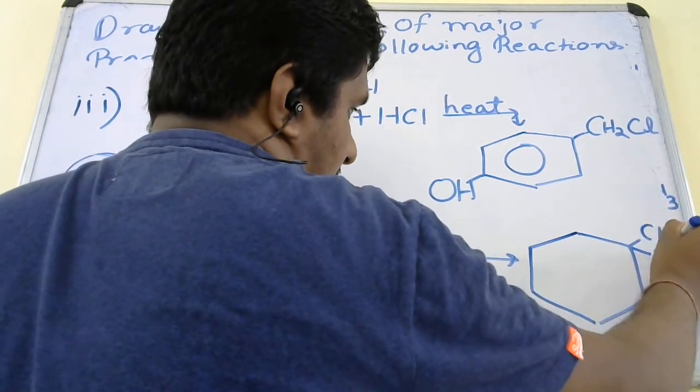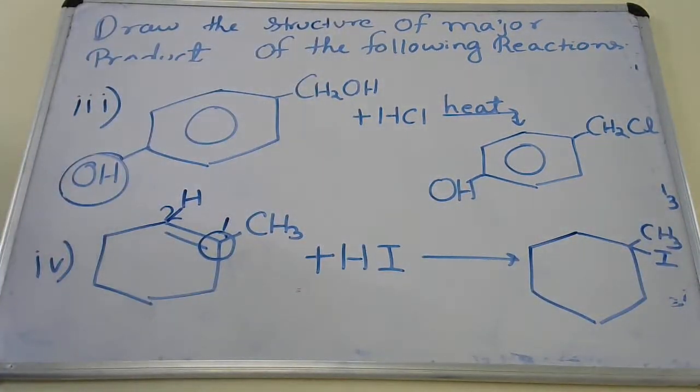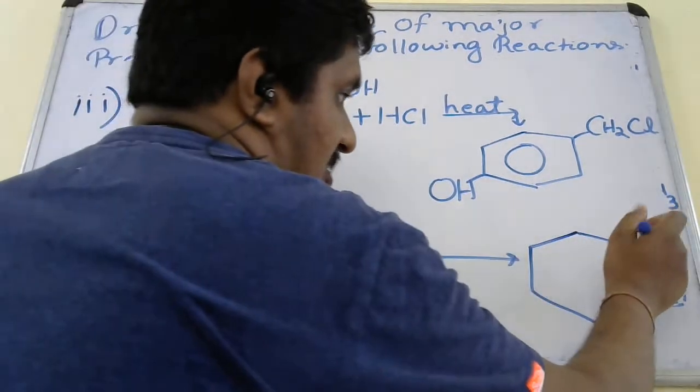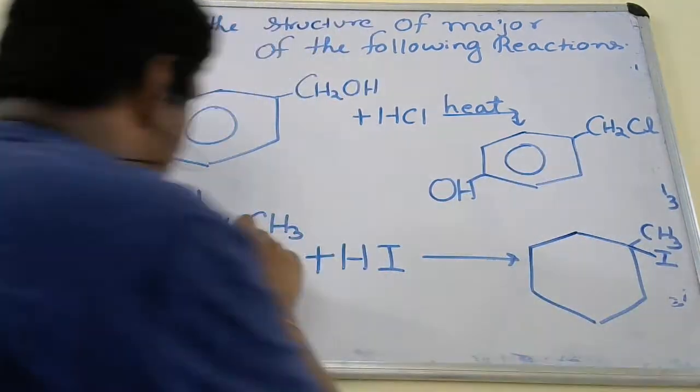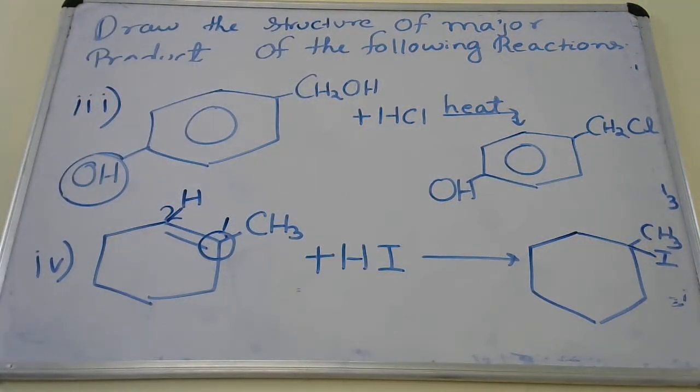So here the iodine is attached. You can see at carbon number 1, which has no hydrogen, iodine is attached. Alright, now we will go for the next question. You complete writing this. Last two bits we will solve.